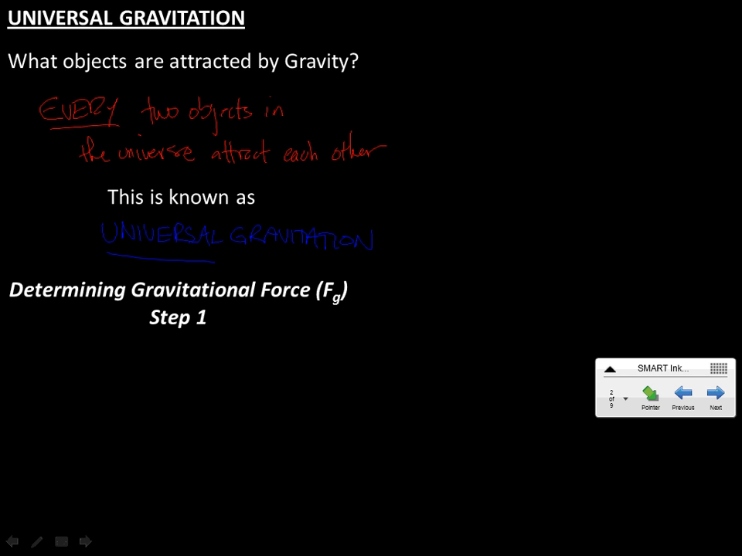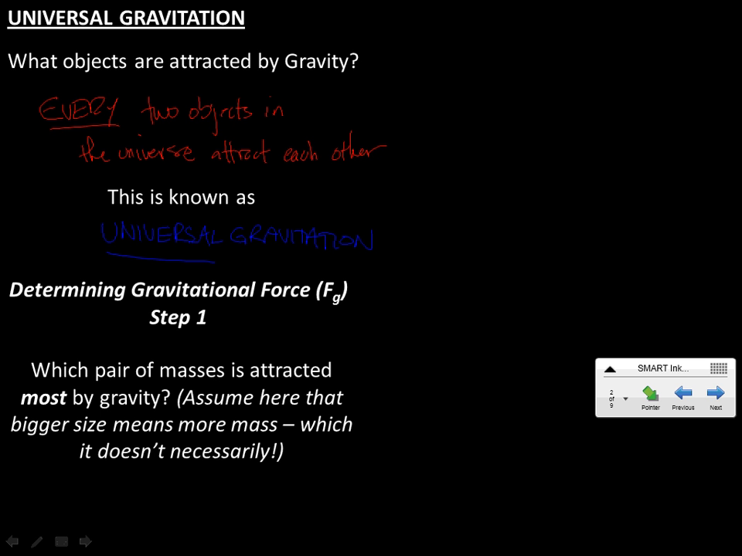The sun is pulling on you right now. The farthest star in the universe right now is exerting a gravitational force on you. It's pretty darn small, but it's there. Your computer is exerting a gravitational force on you right now. Every two objects in the universe. Now, how big is that force? It depends. Let's look at a couple of situations here.